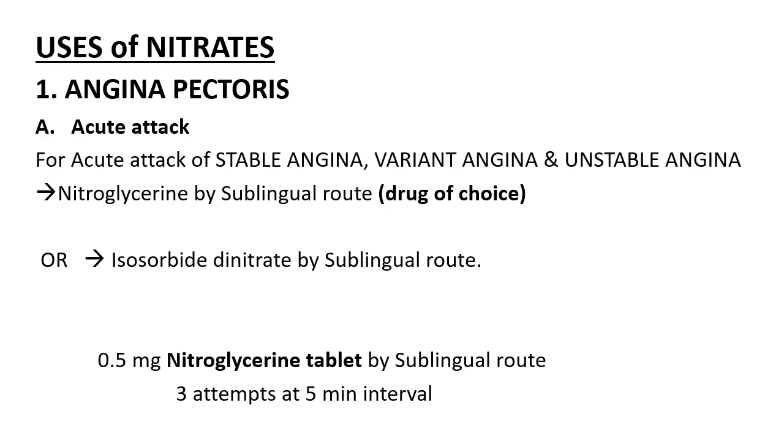For acute attack of stable angina, variant angina and unstable angina, nitroglycerin by sublingual route is drug of choice. 0.5 milligram nitroglycerin tablet is given by sublingual route, and we can have 3 attempts of nitroglycerin tablet at 5-minute interval. The other drug which can be given in place of nitroglycerin is isosorbide dinitrate by sublingual route.